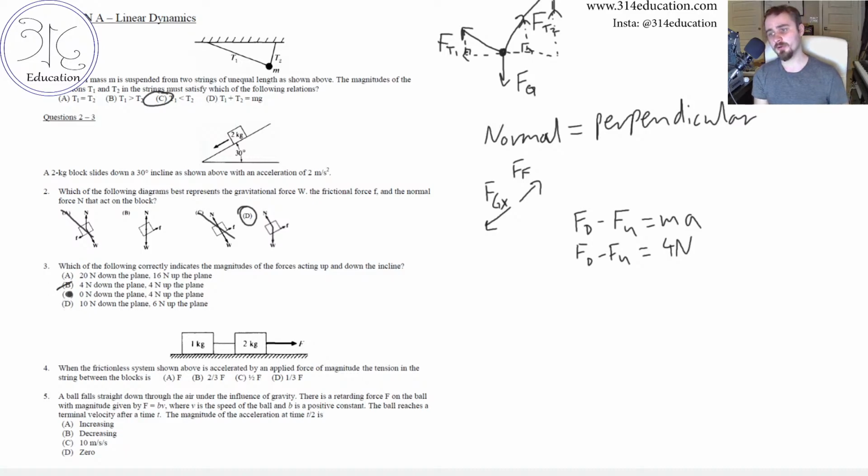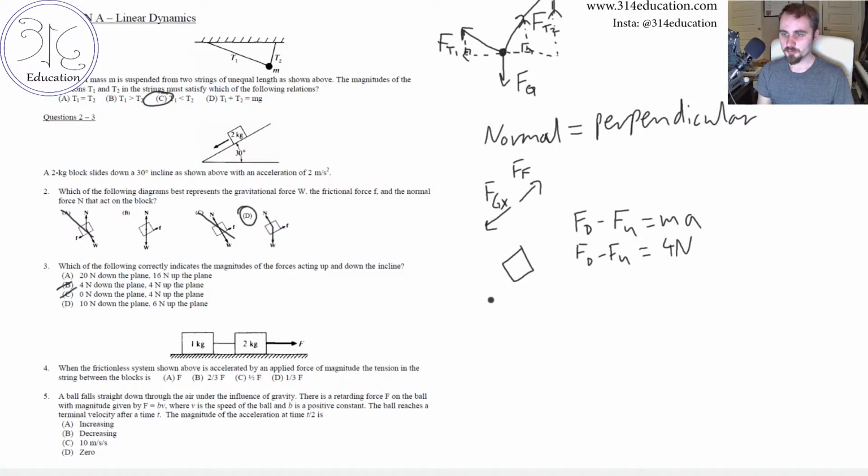C does have a gap of 4 newtons, but that's got the 4 newtons moving up the plane. We want the 4 newtons moving down the plane. And so we're between A and D now. We have to consider which of these choices satisfy this condition. But for the other condition, we can consider what the force down the plane might be. And so this x component of gravity, I guess this is a good time to go over this.